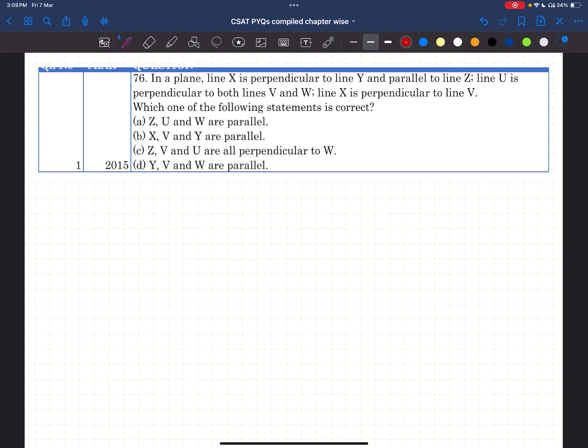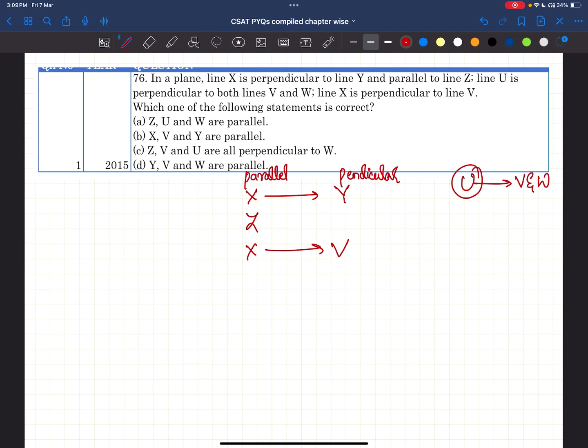In a plane, x is perpendicular to y, and parallel to line z. U is perpendicular to both lines v and w. Line x is perpendicular to v. That means x and u can be parallel. Now which of the following is correct? U is parallel to x and u is perpendicular to v and w.